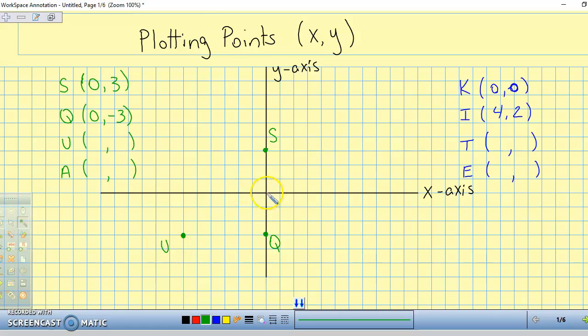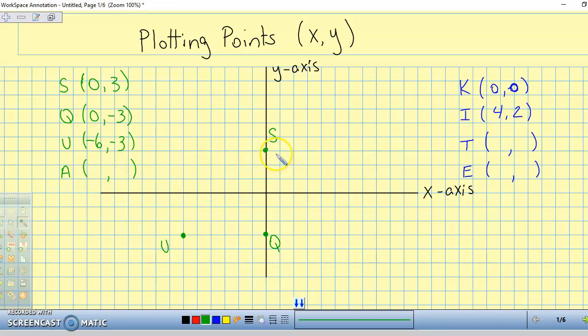Okay, so in that particular case, the coordinates for U, again, you always start from (0, 0), is 1, 2, 3, 4, 5, 6 to the left. So that's a negative 6. And then down 1, 2, 3. So that's a negative 3. Again, for right now, you're just listening.